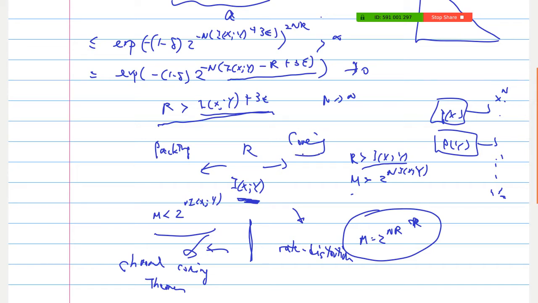So, I may not talk about the rate distortion theorem because I don't think there are many uses for it, but for completeness, at least I will talk about the channel coding theorem.